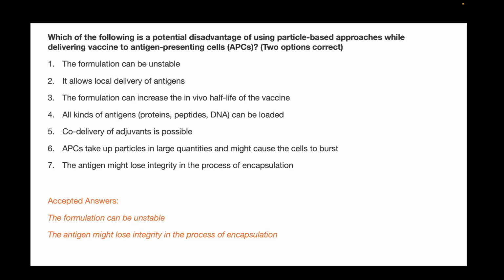And antigen integrity loss can occur due to harsh chemical or physical processes used during the particle formation to encapsulate these antigens, and it could lead to structural changes, denaturation, or reduced recognition by immune cells. This compromises the ability of the antigen to elicit a proper immune response. So, the instability of the formulation or risk of antigen integrity loss are the most recognized disadvantages of using particle based approaches while delivering vaccine to antigen presenting cells.